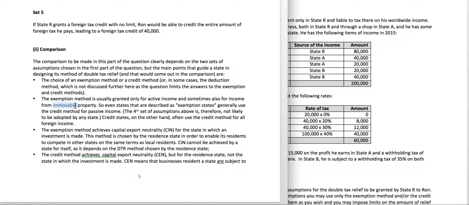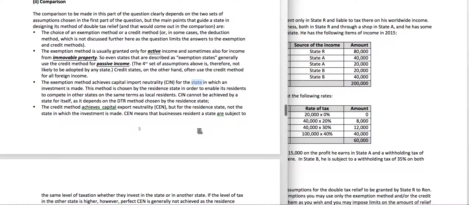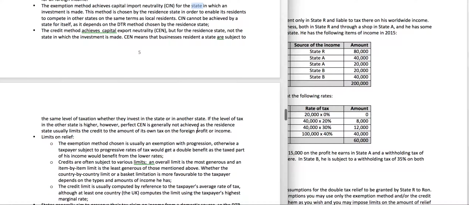The exemption method is usually granted for only active income, and that's important, and sometimes for income from immovable property. So even states that are described as exemption states usually use the credit method for passive income. Exemption method achieves capital import neutrality for the state in which investment is made. This method is chosen by resident states in order to enable its residents to compete within other states on the same terms as local residents.